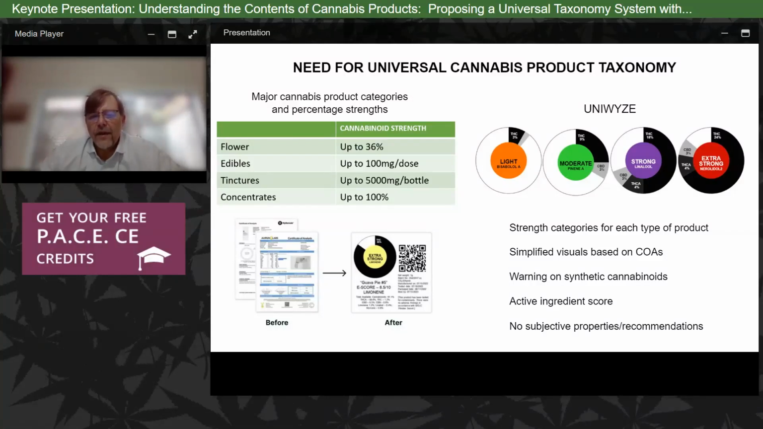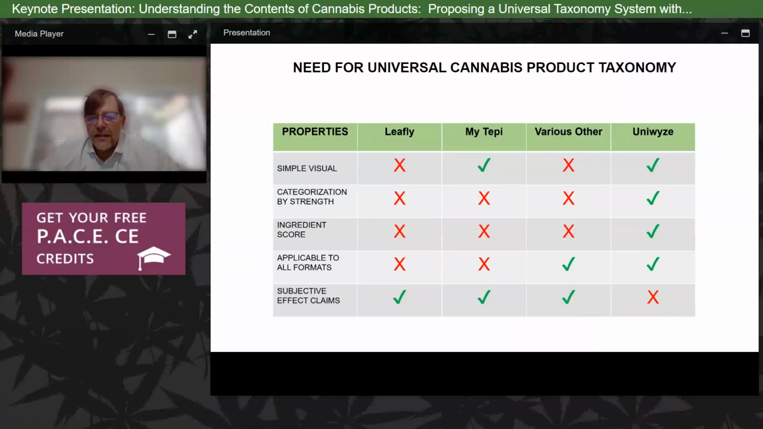And once again, if we look at what exists here, there are companies that make a lot of subjective claims, that do not have a simple visual representation, that do not categorize products on strength but ask you to choose what percentage you would like. They do not have an ingredient score, but rather a score of how much consumers like the product or some other subjective measure. And none of these systems so far in the market, with the exception of maybe one or two, are applicable to all of the formats of products.